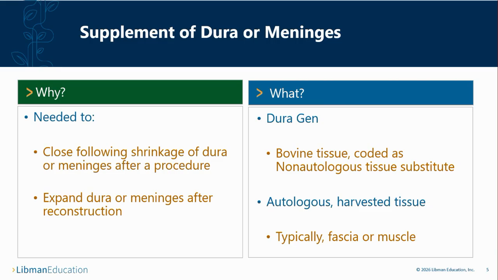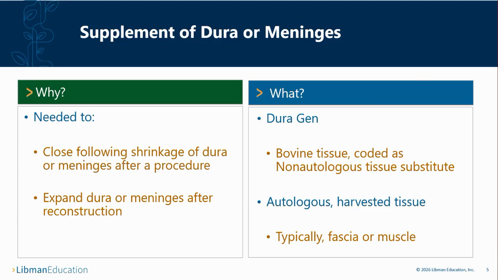The reason is because once they open the dura or the meninges to do a procedure, it often shrinks. They might need to add more tissue because there isn't enough for some reason, and that is common with both of these repairs. The common product that they use for this is Duragen. This is made of bovine tissue, but the supplement table for the nervous system doesn't contain a device value for zooplastic. This means we're going to code non-autologous tissue substitute. That's because it's tissue, but it's not the patient's own tissue.